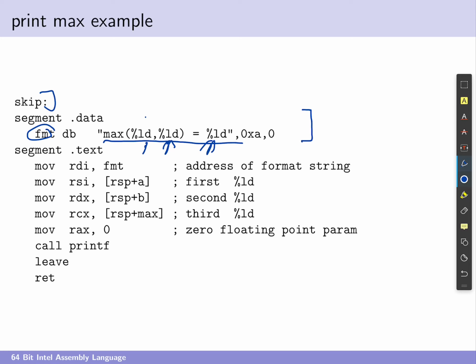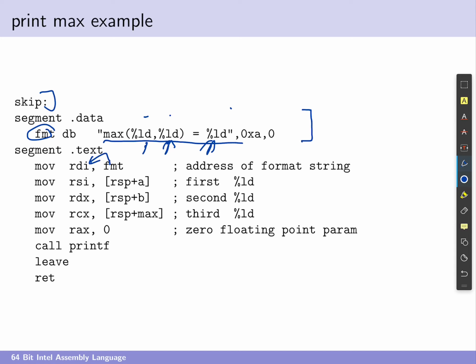And I'm going to basically be saying the max of the first value, the second value is equal to whatever the max happens to be. Okay, so how do we actually execute that print? Well, we want to use the printf function. So the first parameter is that format string. I simply load the format string's address into RDI because that's the first parameter.